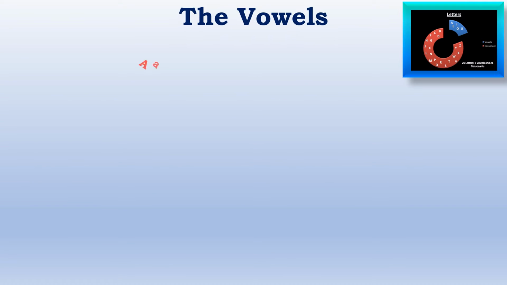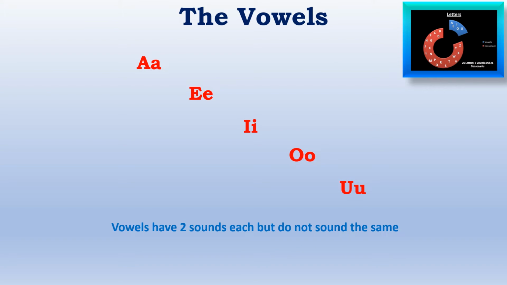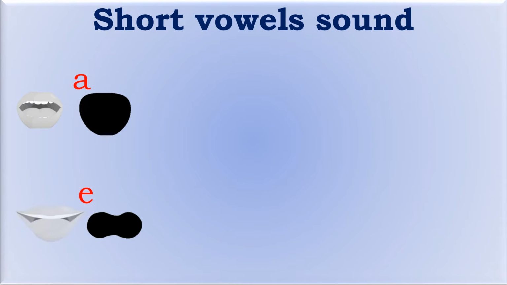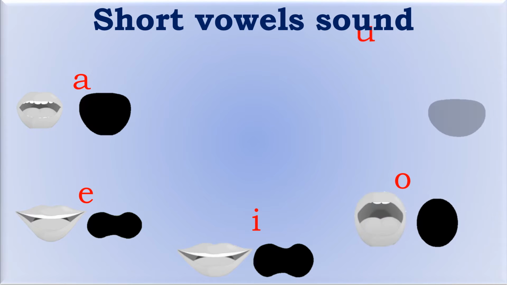Vowels. A, E, I, O, U. Vowels have two sounds each, but they do not sound the same. One is short and the other one says its name. Short vowel sounds. A, E, I, O, U.